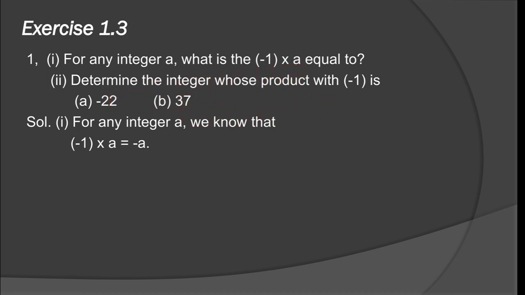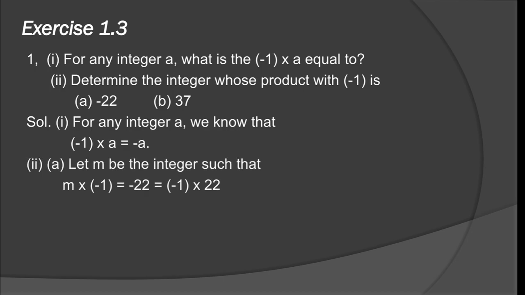In the second part, we have to determine that integer which, when multiplied with minus 1, gives minus 22. So let us suppose that m is that integer such that when m is multiplied with minus 1, it gives minus 22. Hence we can write m into minus 1 is equal to minus 22. And minus 22 can be written as minus 1 into 22, because when minus 1 is multiplied with 22, it gives the negative of 22, that is minus 22. Hence we can write m into minus 1 is equal to minus 1 into 22.